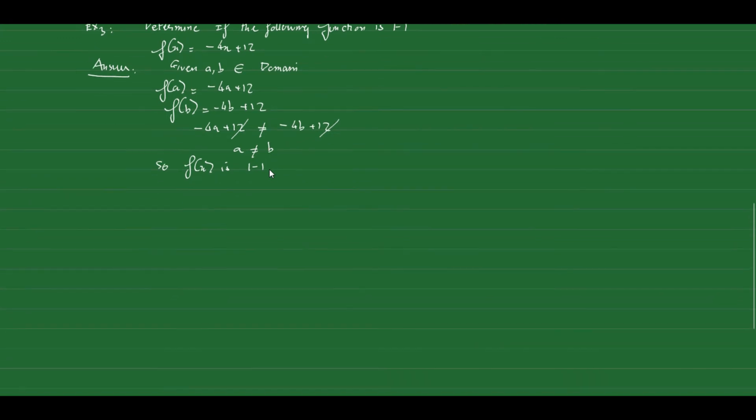Okay, how about this one? I'm going to do the same thing. Determine if the following function is 1 to 1. So I have a radical function.